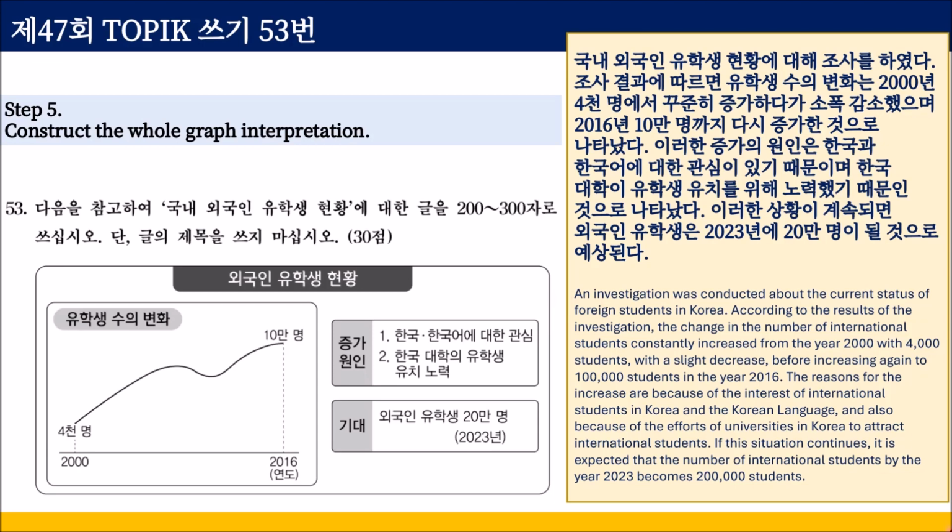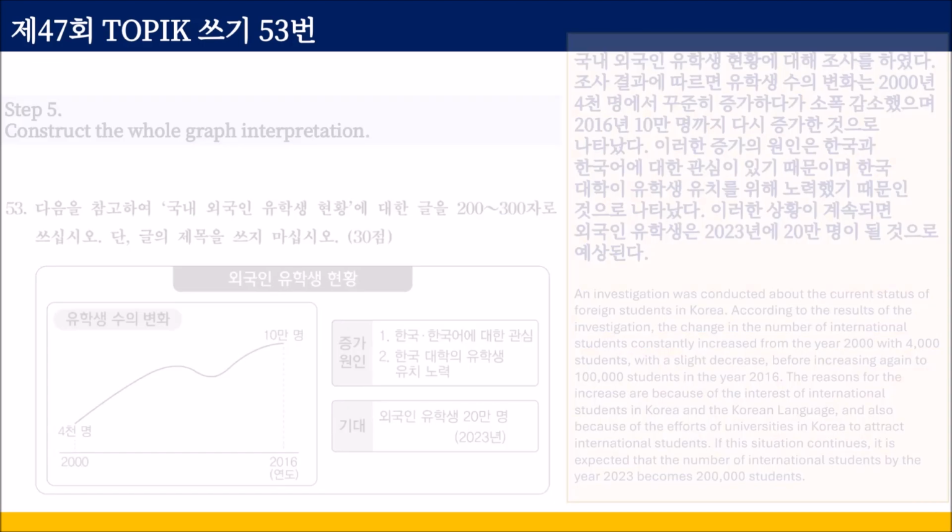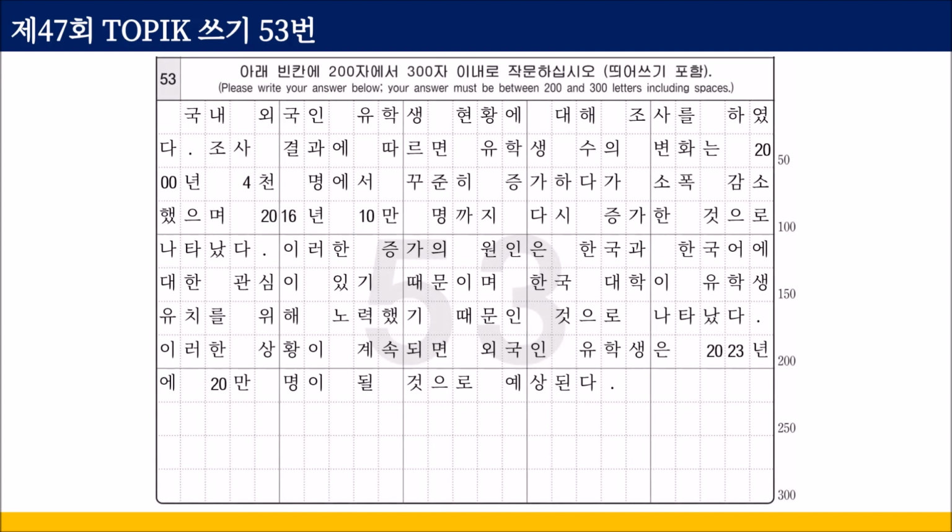And now that you have already completed the whole graph interpretation, you can now easily write it in the item number 53 portion in the answer sheet of the Test of Proficiency in Korean, and it will be something that looks like this.